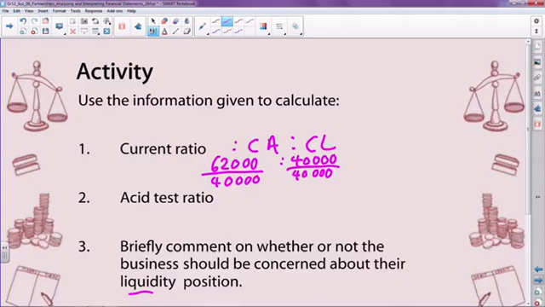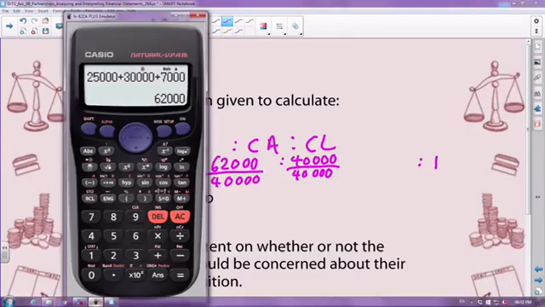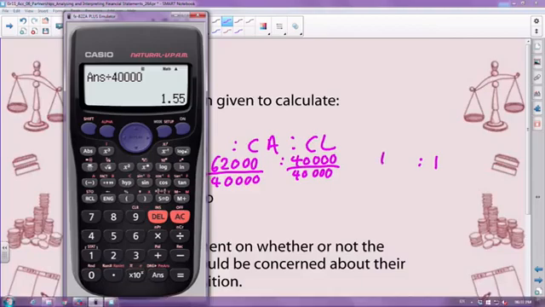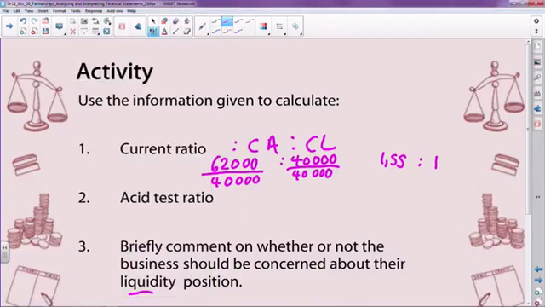So obviously I've got a ratio of 1, 40,000 divided by 40,000. And then the next part of my calculation, I've got 62,000, and if I divide that by 40,000, I am getting 1,55 is to 1, or if you had to round off to the first decimal, 1,6 is to 1. So I've calculated my current ratio.